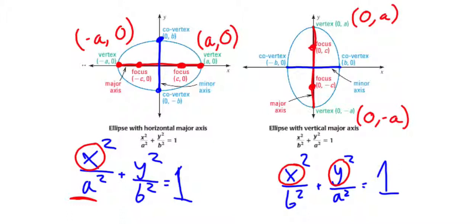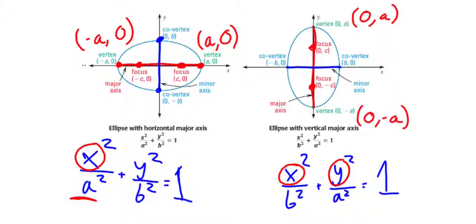Do you have something to add? They're equidistant from the origin. Yeah, just like your vertices and your co-vertices, they're all equidistant from the center, right? Your foci are located at 0, negative c; 0, c; c, 0; or negative c, 0. They're all sort of opposites.